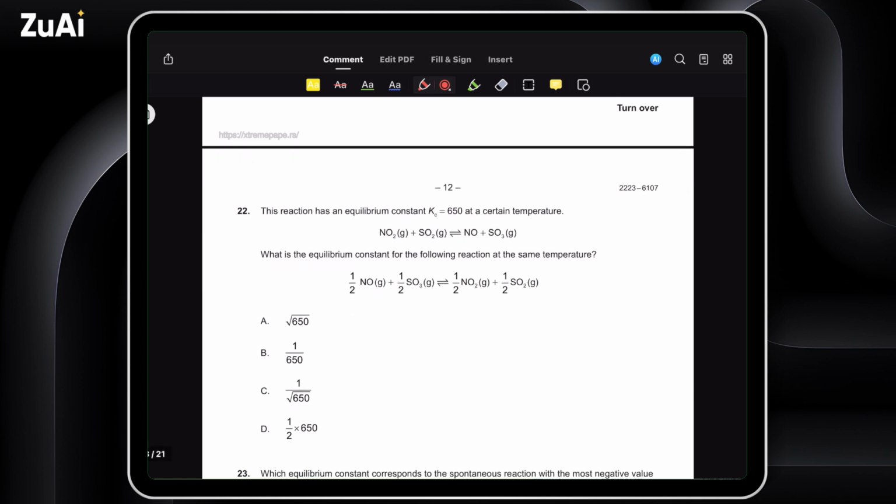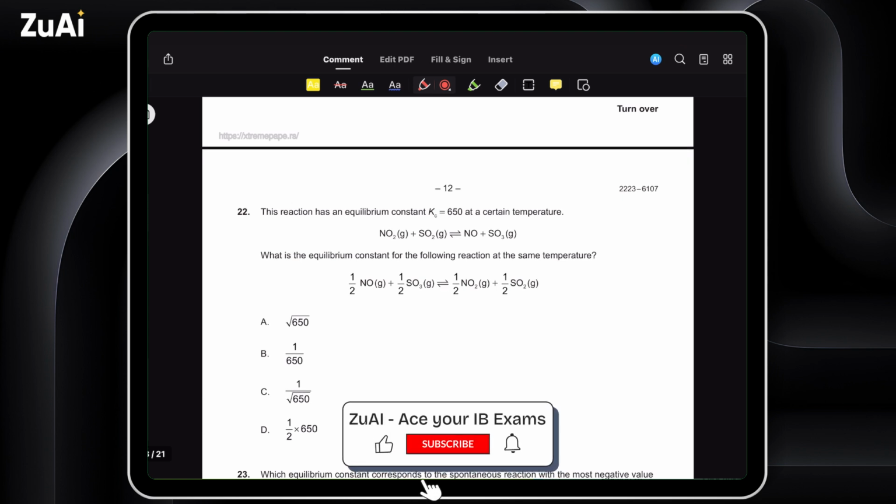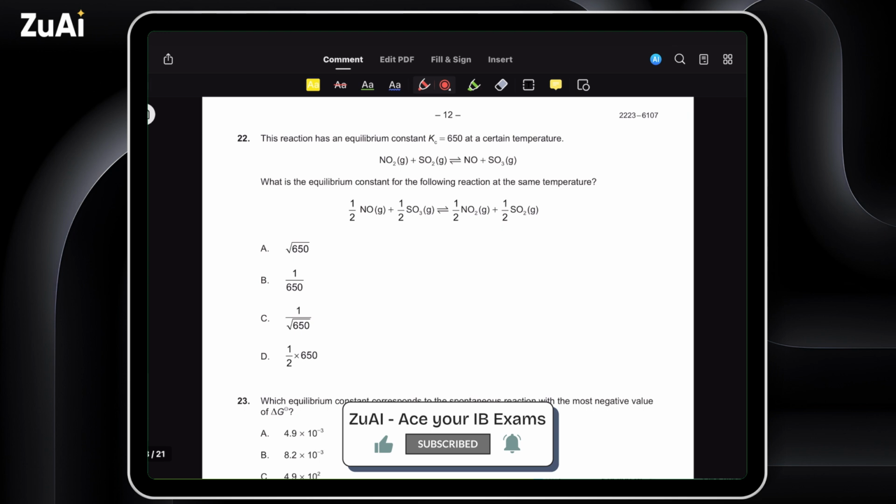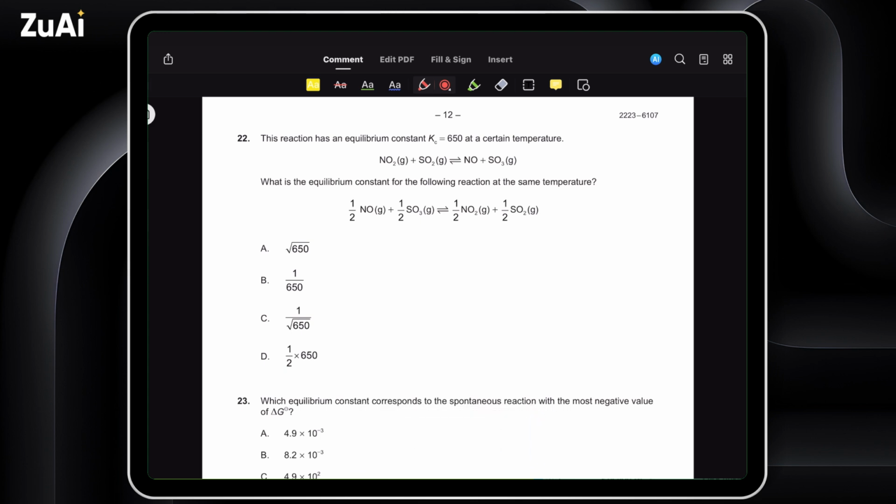Which reaction has an equilibrium constant Kc equal to 650 at a certain temperature? What is the equilibrium constant for the following reaction at the same temperature? So Kc is 160. So the reverse of Kc is equal to Kc inverse.